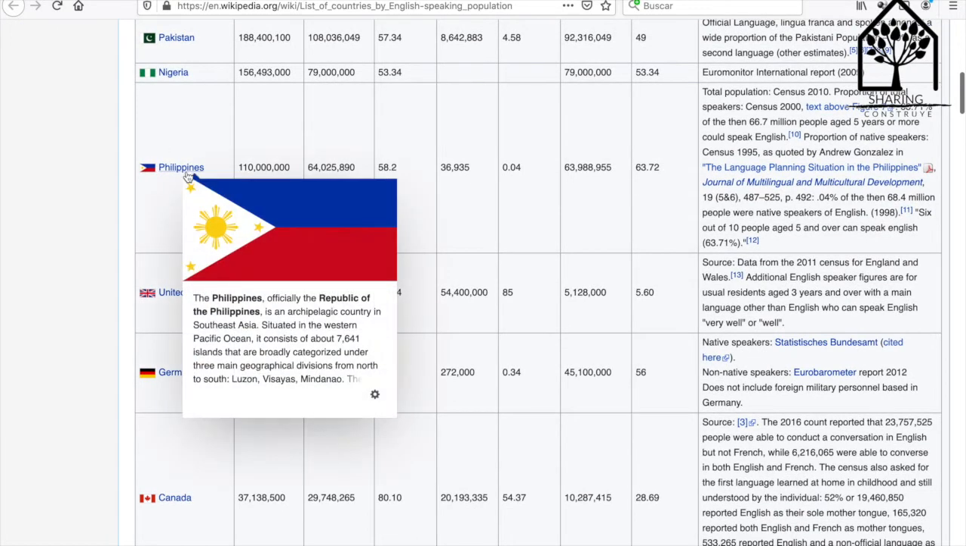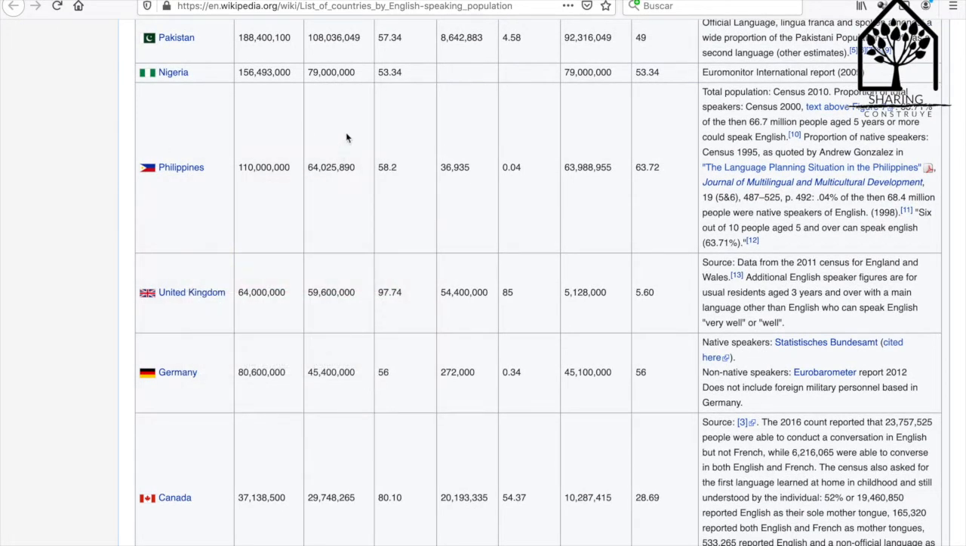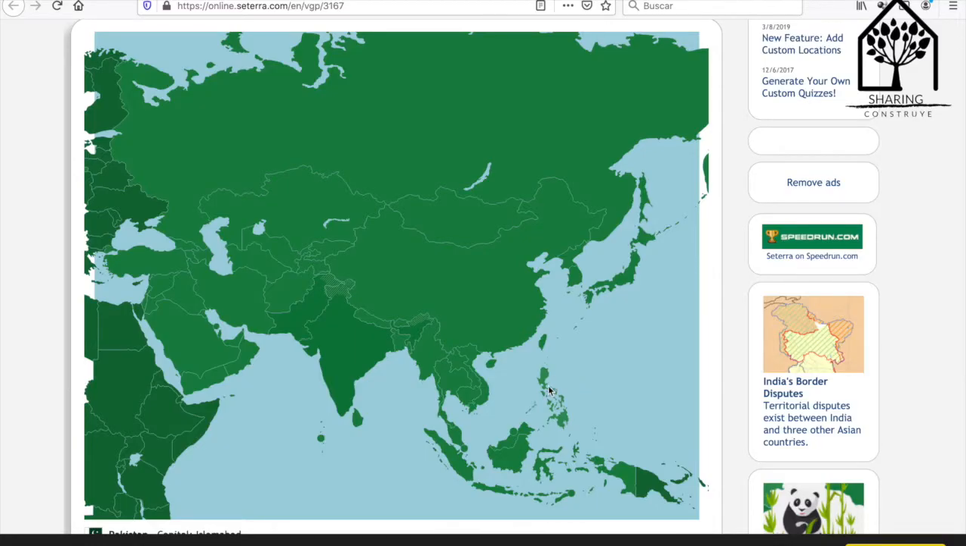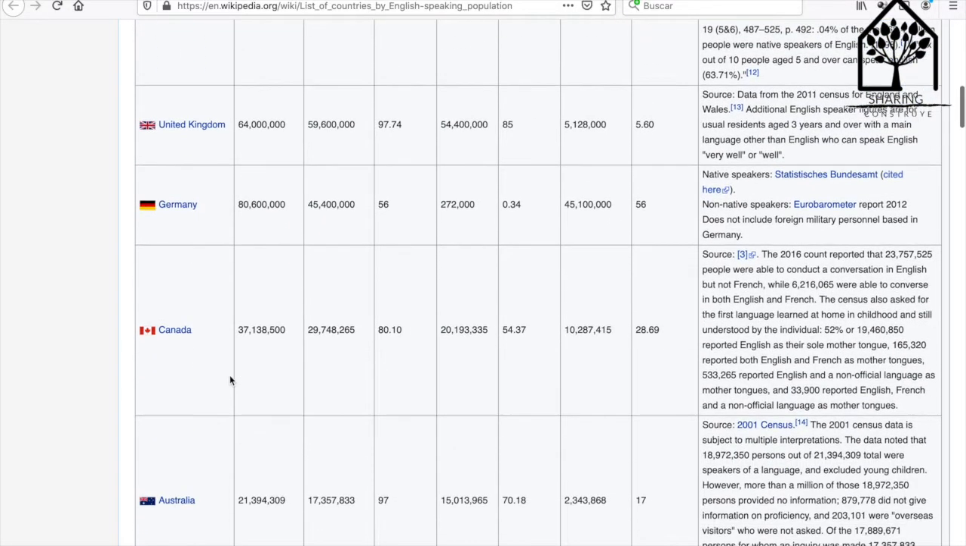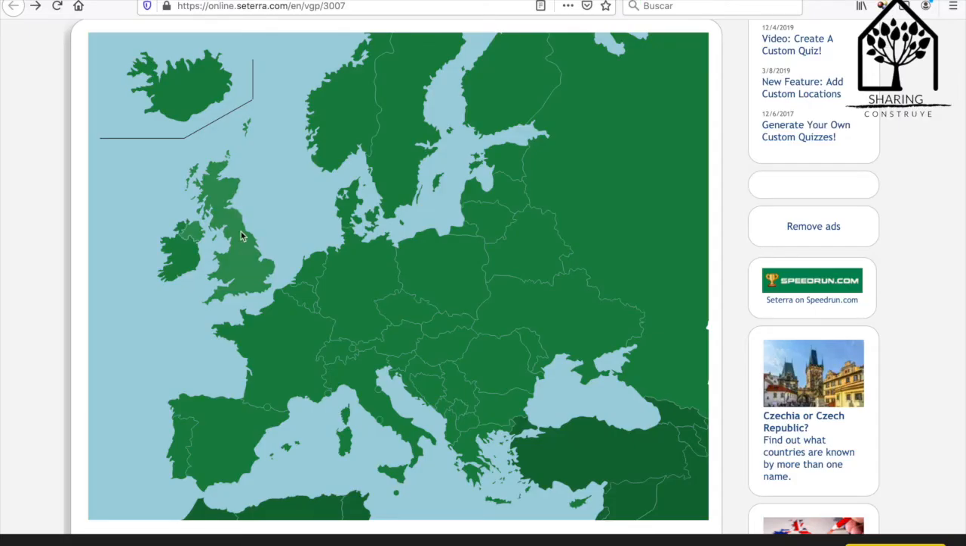Next, we have the Philippines with a similar situation. The Philippines are these islands here. Then we have the United Kingdom, otro de los países donde se habla como lengua natal, is this island here that comprises England, Wales, Scotland, and Northern Ireland.